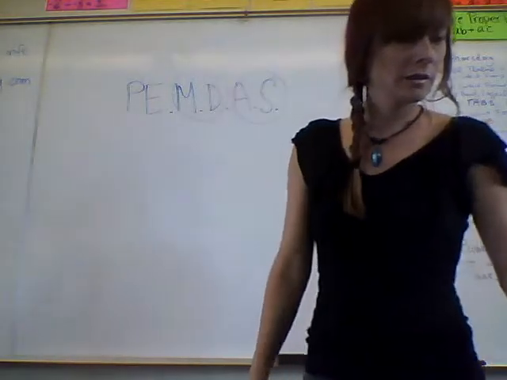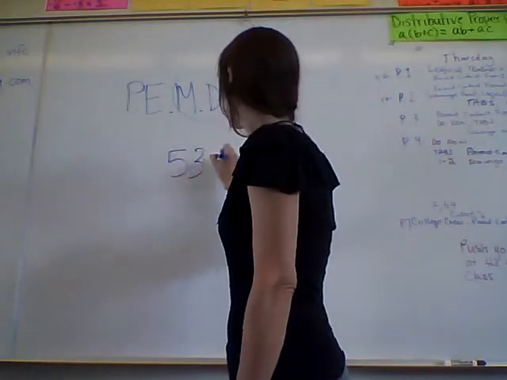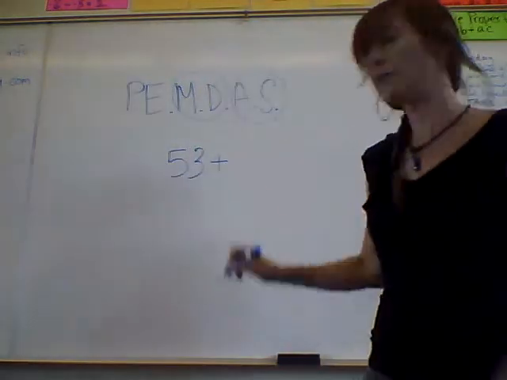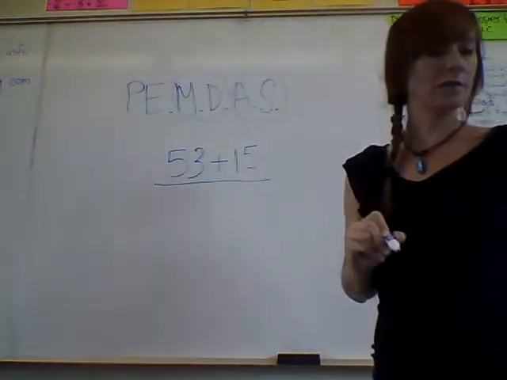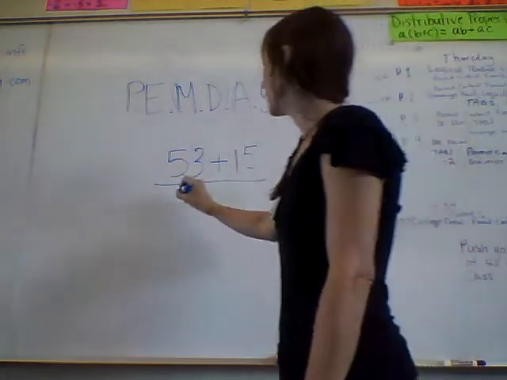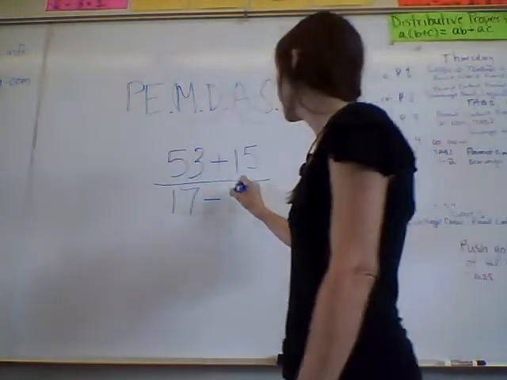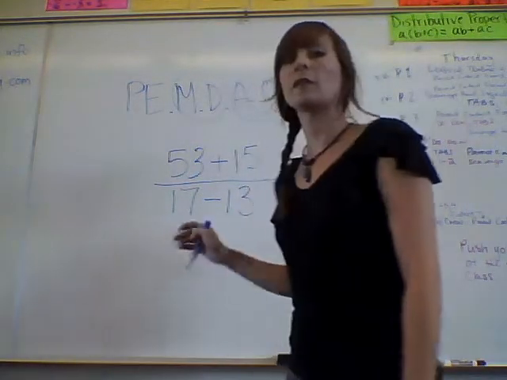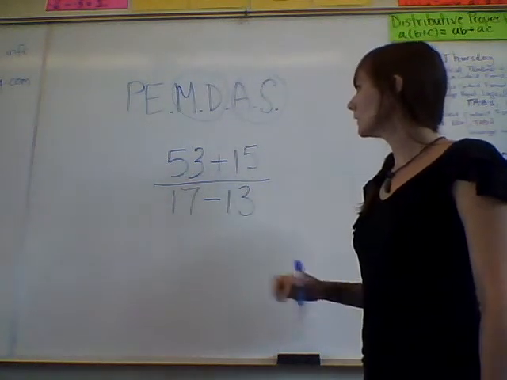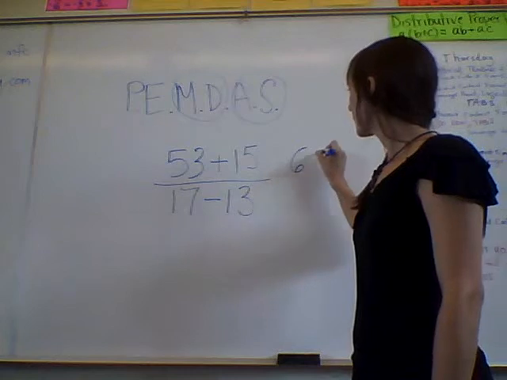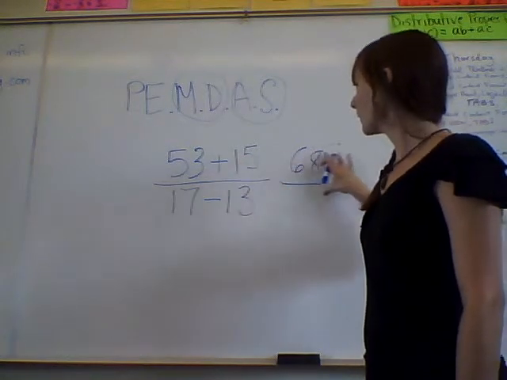And another example would be 53 plus 15, and you could also say the sum of 53 and 15, divided by 17 minus 13. Okay, you could also say the difference of 17 and 13. So 53 plus 15 is 68. That equals 68. And so we're just going to bring that over.